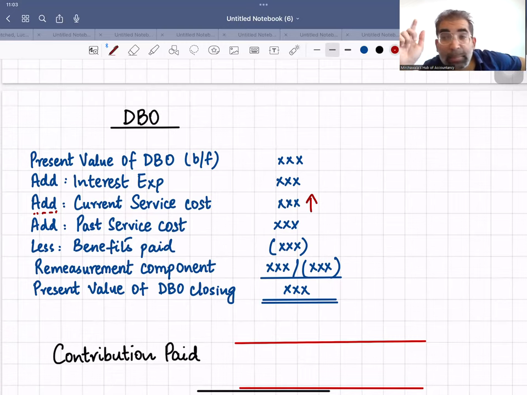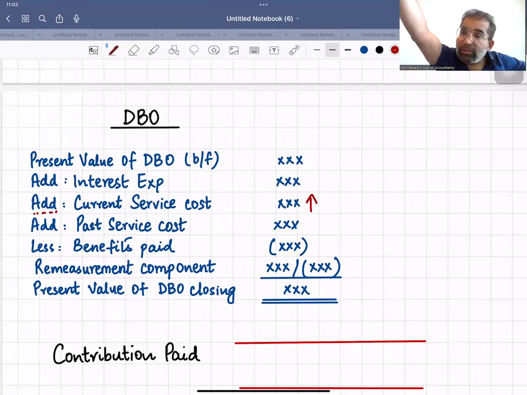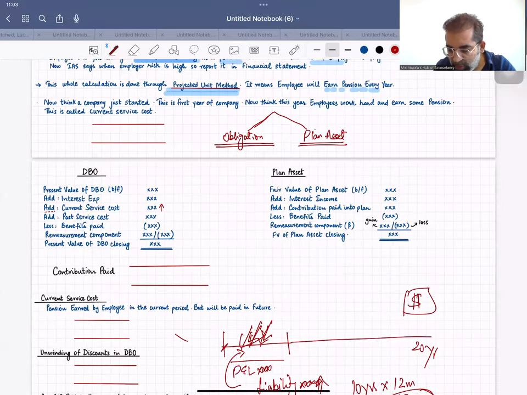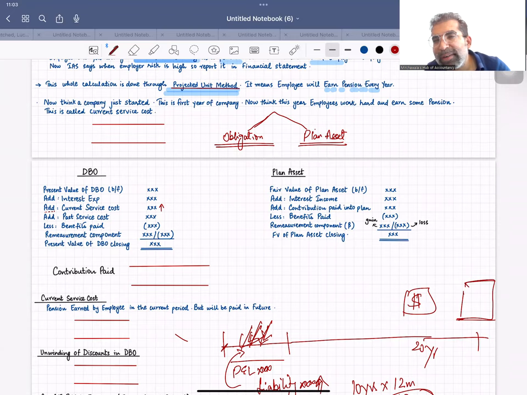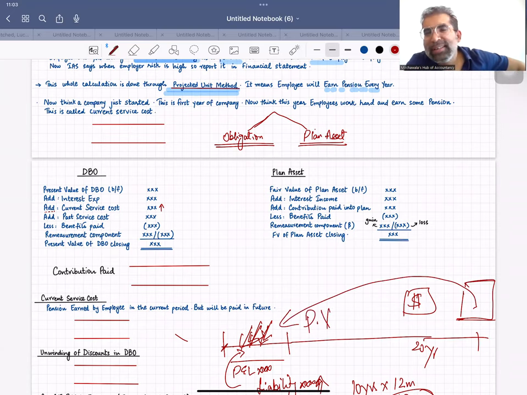Now, one more thing, a basic thing. You are at advanced level now. Just think, we have to pay the pension after 25 years, or 20 years. We have to pay pension here, but they are doing services here. So all liabilities which are payable after one year or more, we need to take present value. That means we need to do discounting. So yes, there is an element of interest also, which we call unwinding of discount.